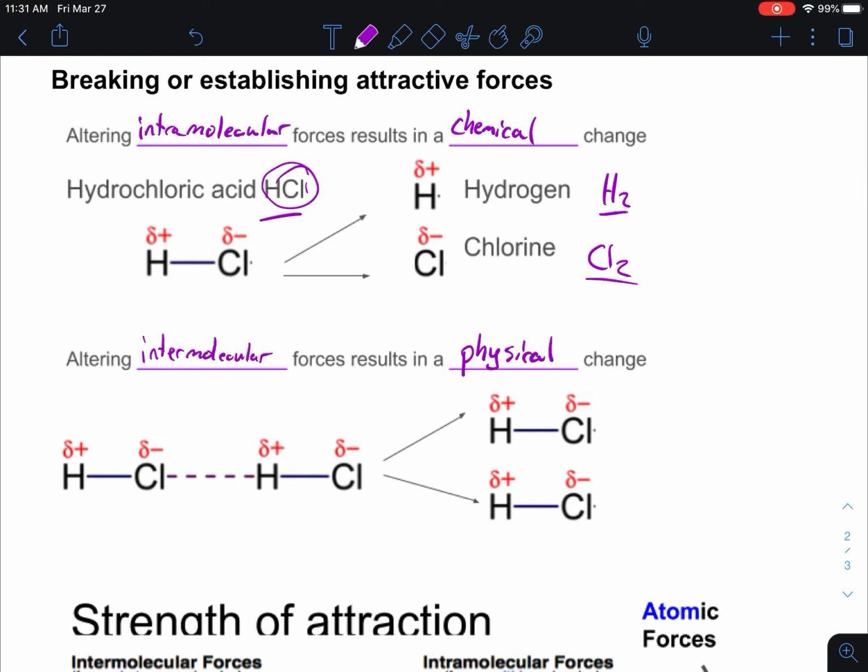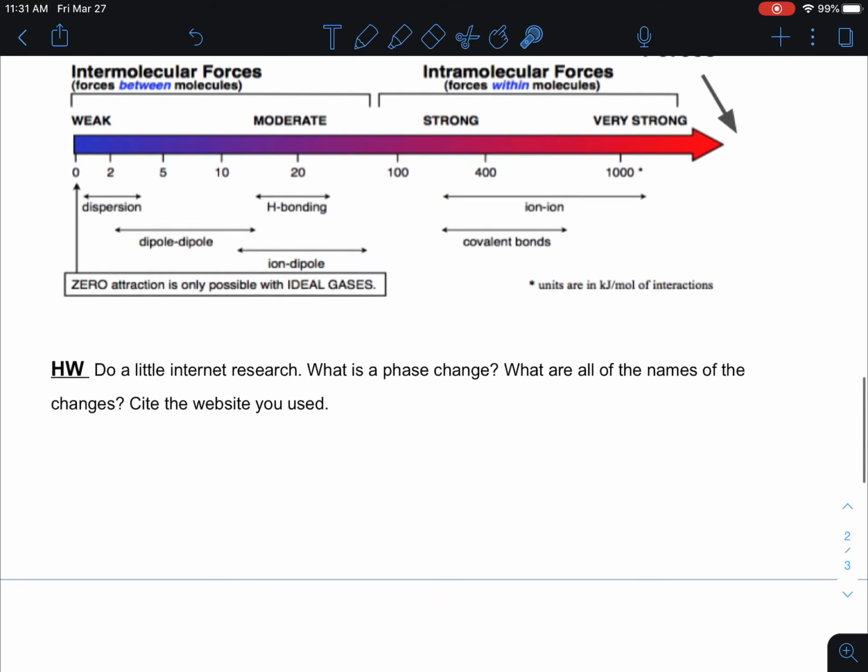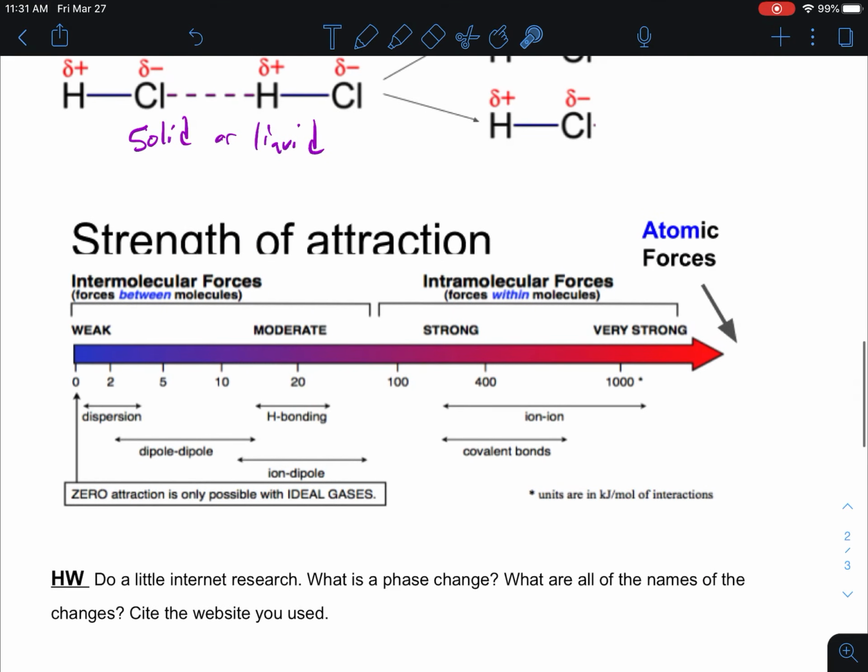The presence of this intermolecular force must mean that this is solid or liquid hydrochloric acid. Whereas this, if there is none over on the right side, it must be a gas. Last piece here. Just wanted to quickly point out the strength of these attractions. Your intermolecular forces, the ones between the molecules, those are the weakest.